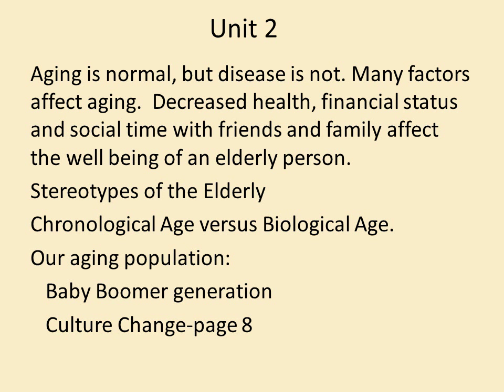In Unit 2, we'll discuss the aging process. Aging is normal, but disease is not, and many factors affect how somebody would age. Everybody ages at a different rate, and this is based off of their family history and their genetics, and then certainly their own lifestyles that they have led.